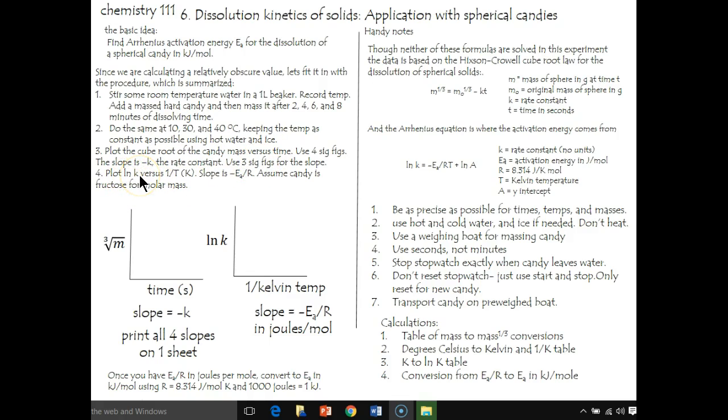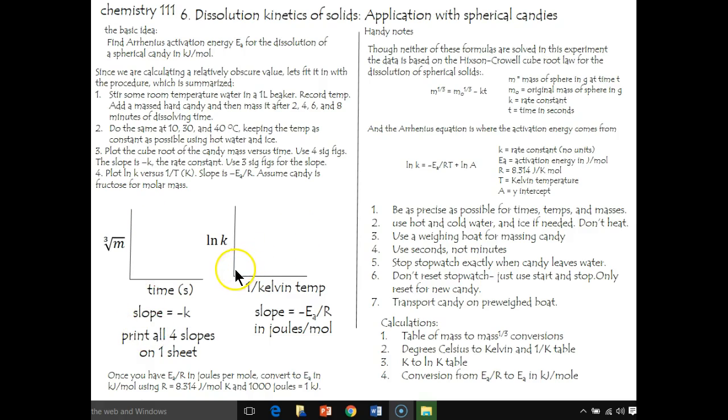That's fine. And then take that data, and once you have your natural log of k data, plot that versus the temperature data. This should give us a single slope. You'll, I believe, get 4 points. For this one, you will get a k value for each temperature. You'll be printing out all 4 slopes on one sheet.